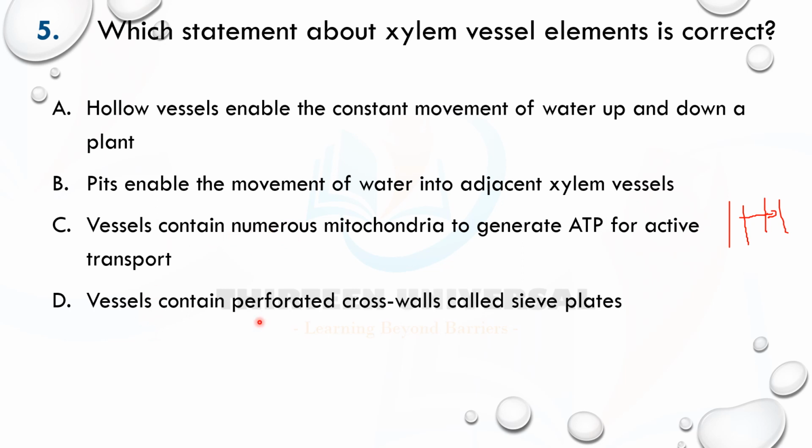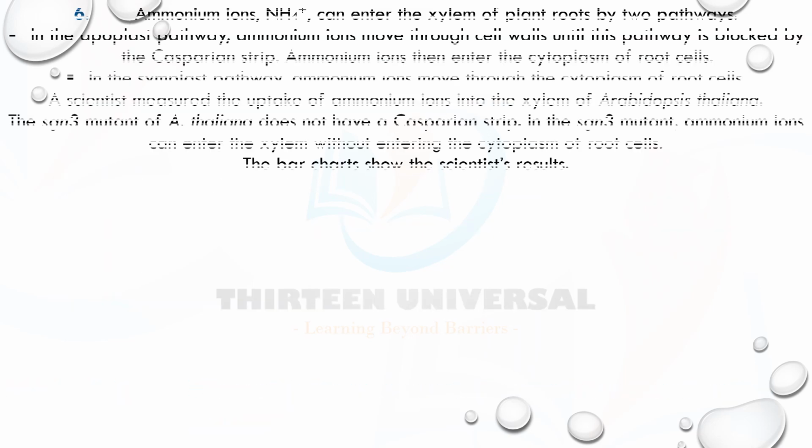So vessel contains perforated cross-link C plate. C plate is not found in xylem vessel. They do not have any end walls. This is for phloem sieve tube, right? Phloem, okay. All right, so B is the answer. Right, let's go to the next question.